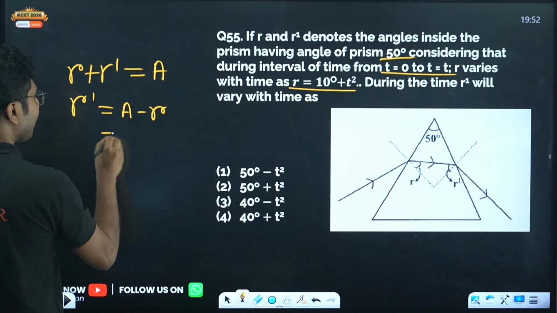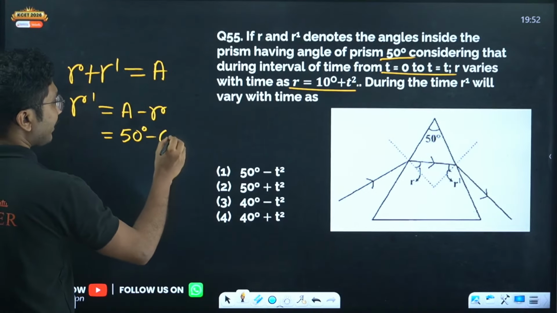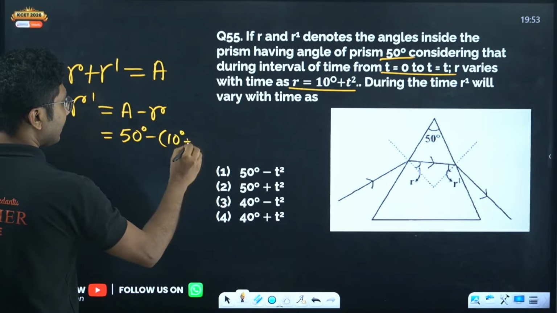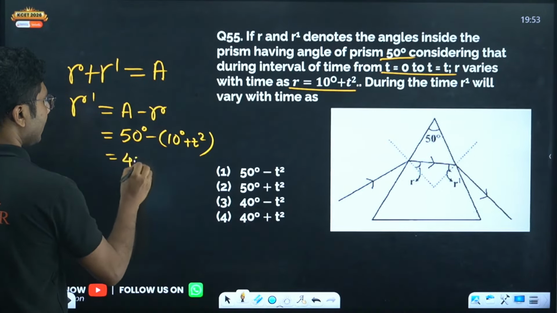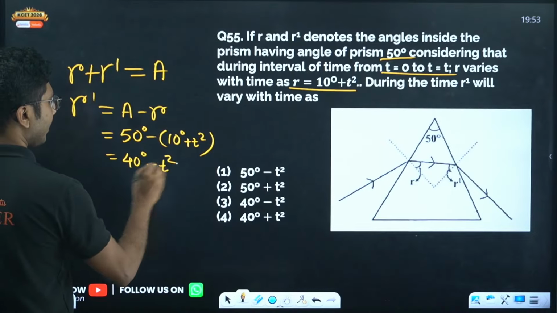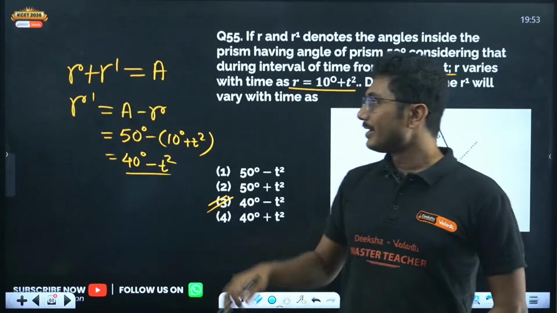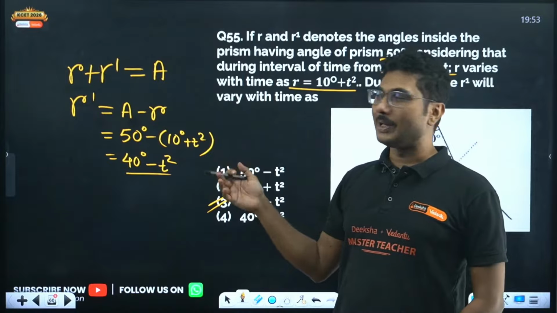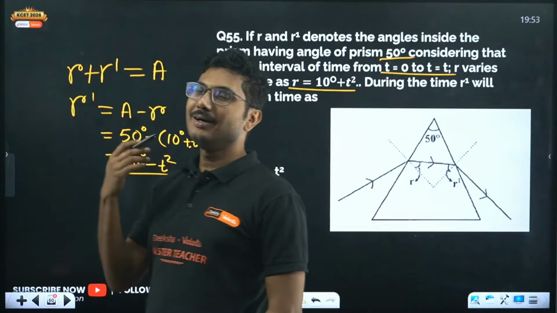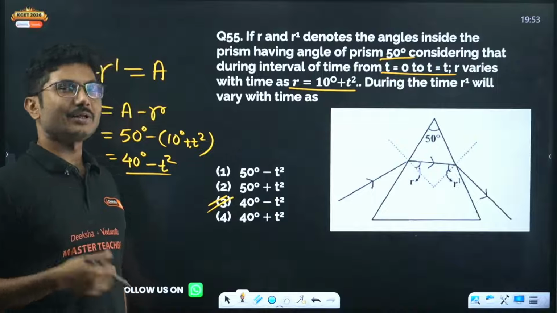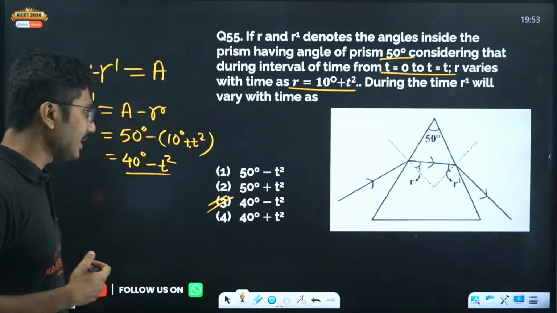Very simple problem, no rocket science, very simple logic. Don't make mistakes while calculating, that will be disastrous. So you get 40 degrees minus t squared. If you make a mistake and find 40 plus t squared, then you have only yourself to blame, because plus and minus becomes minus. Many students in a hurry, because you have to answer a lot of questions, make these small mistakes on an easy question. Don't do it.